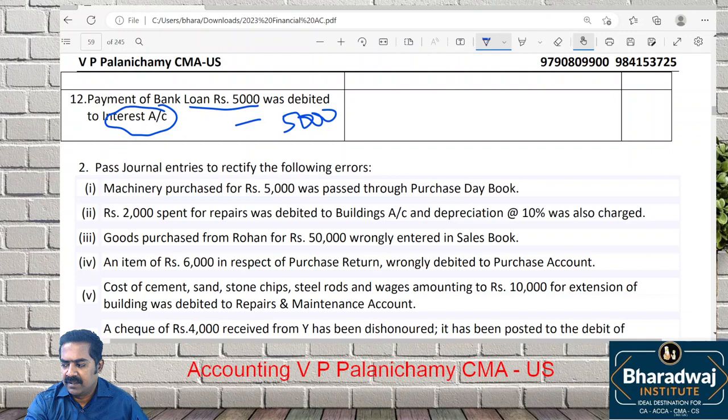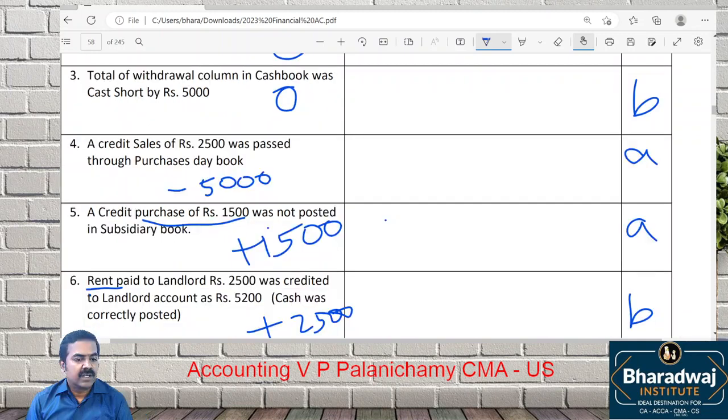Look at point number 4. Credit sales was not passed through purchases day book. Okay, not passed through the purchase day book. We forgot to record it. Error of omission. Sorry, error of commission.